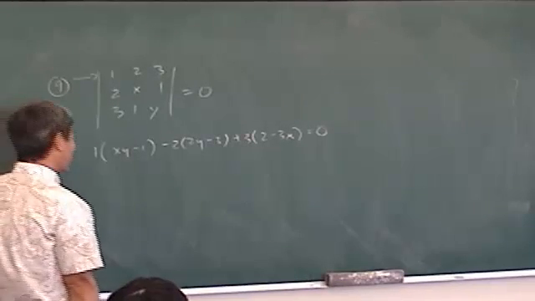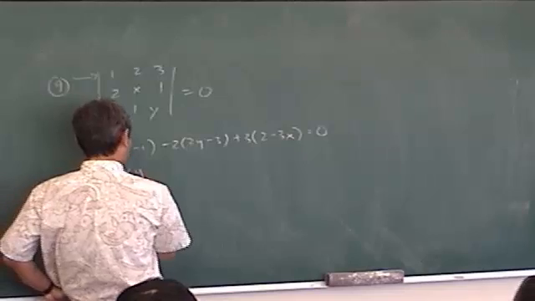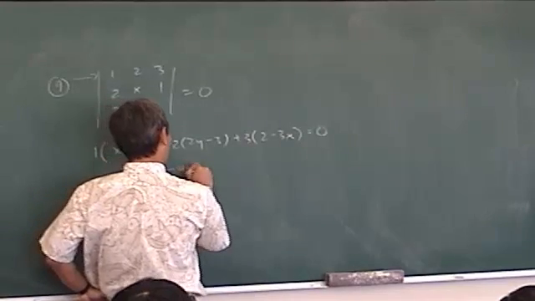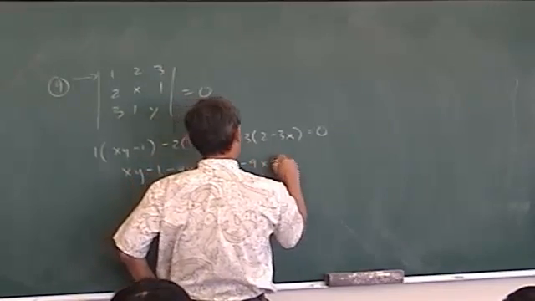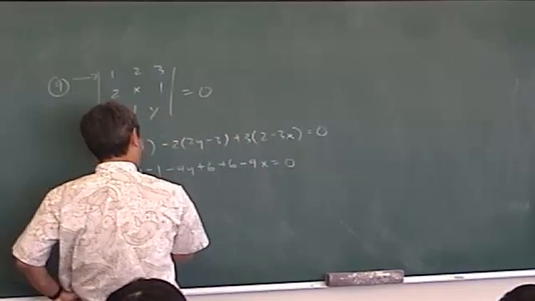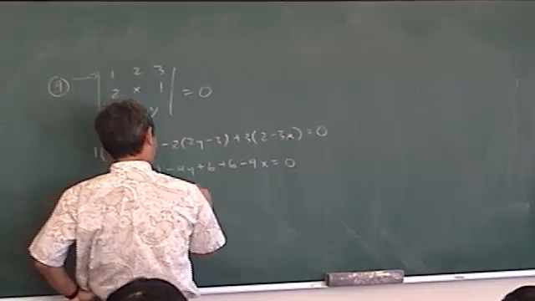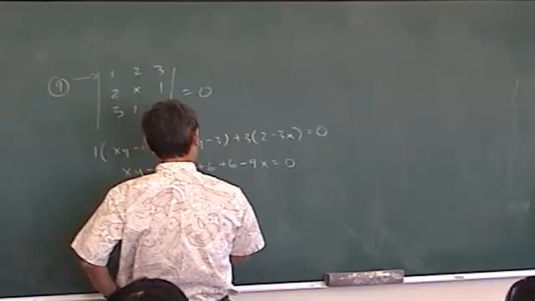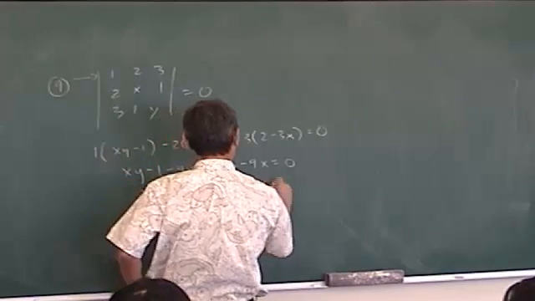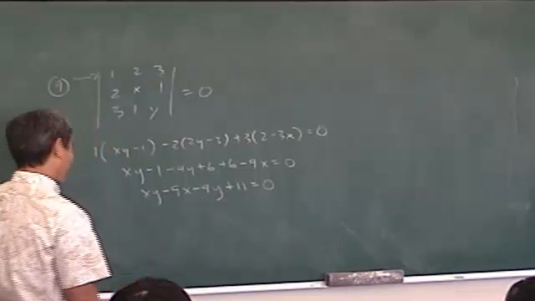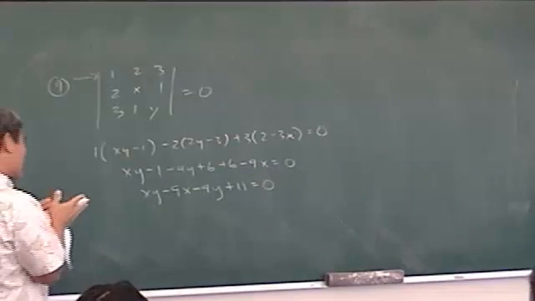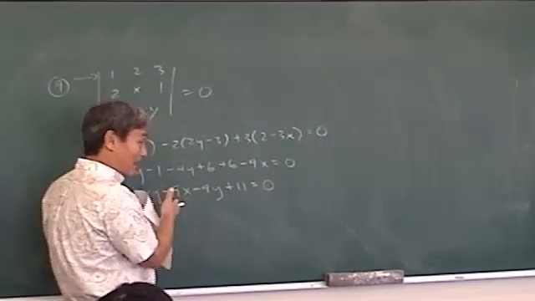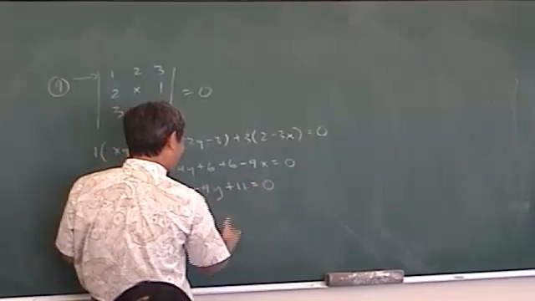Okay, now simplify this. Multiply everything out. xy minus 1 minus 4y plus 6 plus 6 minus 9x equals 0. So xy minus 9x minus 4y plus 11 equals 0. Okay, now here is where the thinking begins. How do I figure out what numbers I can plug in for x and y, and they've got to be positive integers, so that you get 0?